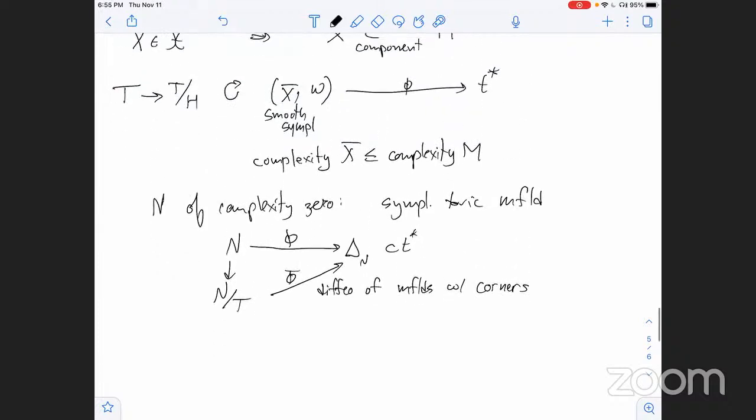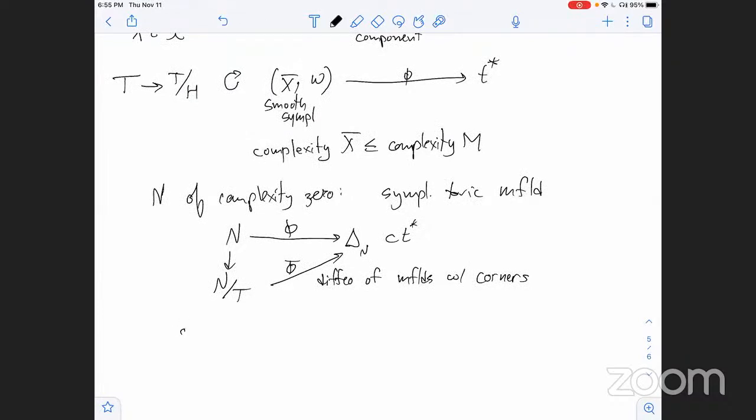And in this Delzant situation, if you go further and you look at the orbit type strata inside N, these will correspond to the strata of the polytope. That means the relative interiors of the faces. So the picture that we then get is very, very nice because, I like to call this picture freckles on reduced spaces. So let me explain what that means.